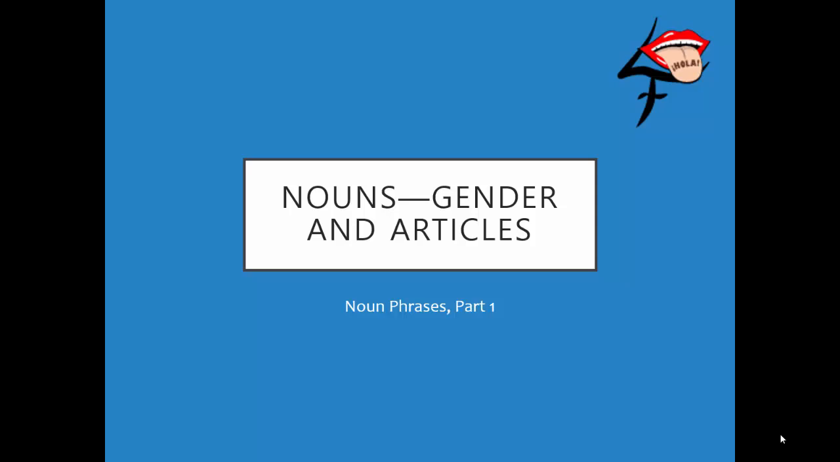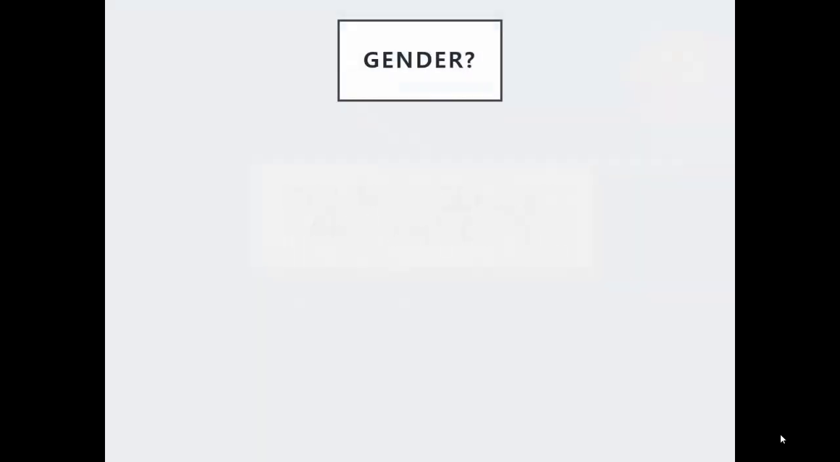In this video, we will learn about how to figure out the gender of a given noun and the articles that go with each noun. This is the first of 3 videos that will cover the noun phrase. In part 2, we will come back to adjectives, and in part 3, we will talk about making adjectives and nouns plural. First off, what is gender?